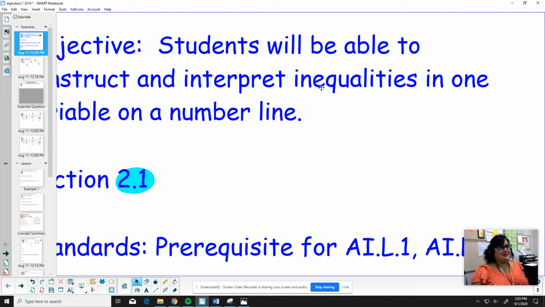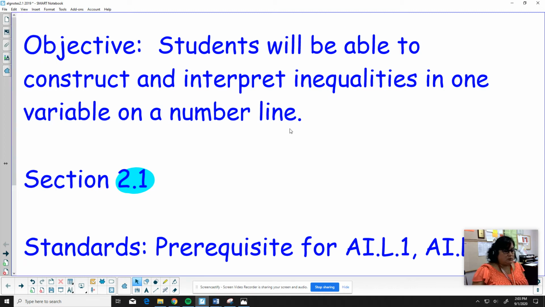Hi there, this is Mrs. Tellas. We're going to start chapter 2 today. We'll be doing section 2.1, where we interpret inequalities from English statements and then graph them as well. So that's our plan for today.